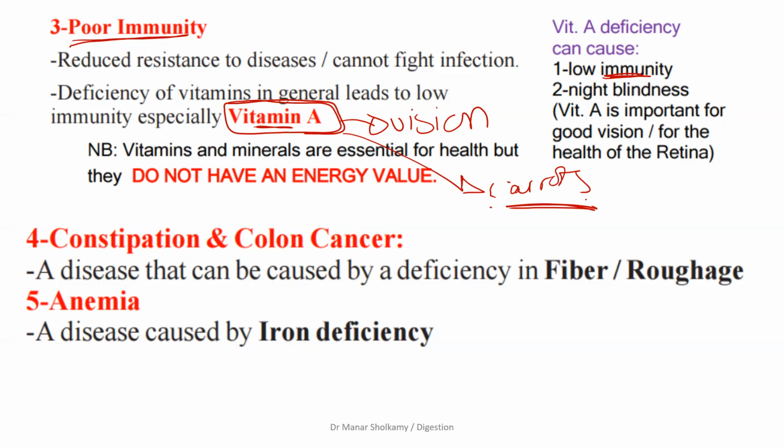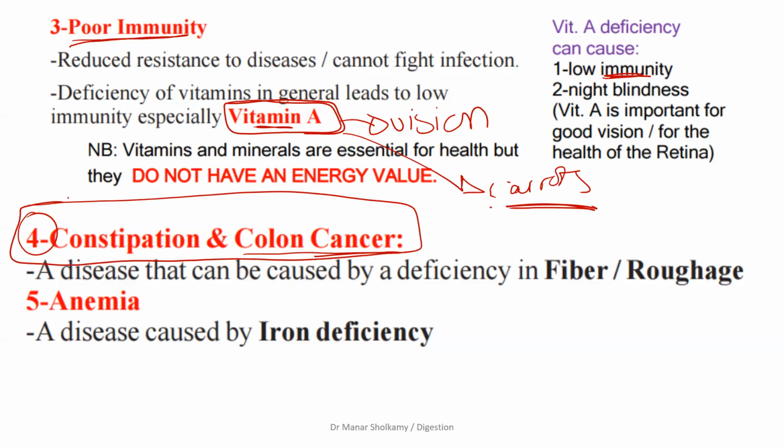Another deficiency disease: constipation and colon cancer. What will cause constipation if you don't eat it? Lack of fiber. I think you understand now that fiber will add bulk to the food and will encourage peristalsis, so that your digestive system is moving the whole time to push the food out. If this does not happen and all your food is soft, then you will suffer from constipation and, God forbid, colon cancer. Anemia is another deficiency disease. Here you are deficient in what? Iron. Okay?